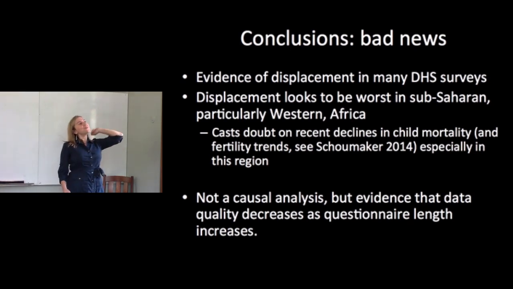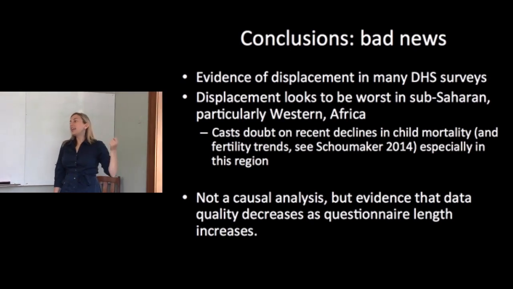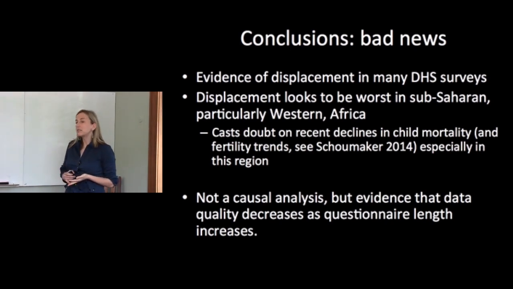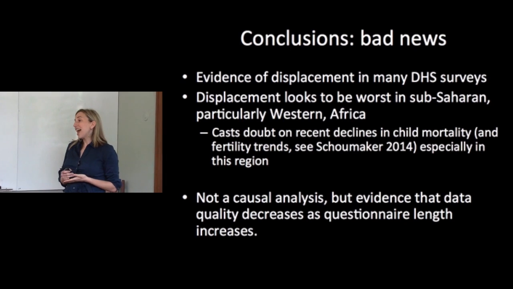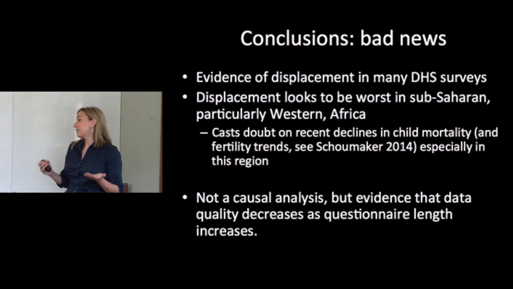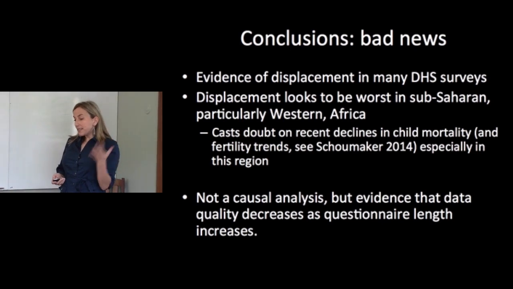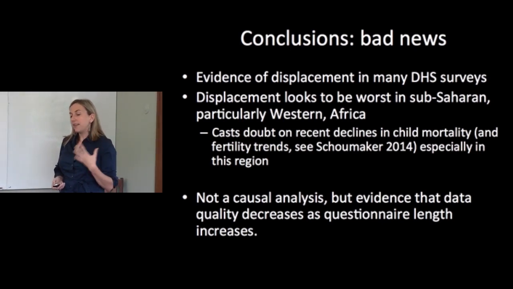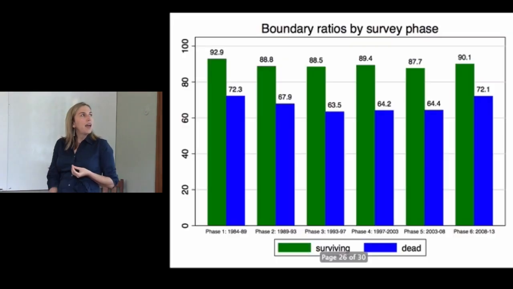Okay, we do see evidence of displacement in the vast majority of DHS surveys. Displacement does look to be worst in sub-Saharan Africa and especially in Western Africa, which casts some doubt on recent estimates of decreases in infant child mortality, and Bernard Shoemaker's work has also cast doubt on the changes in fertility patterns. This isn't a causal analysis, but I hope it provides pretty strong evidence that data quality does decrease as questionnaire length increases.